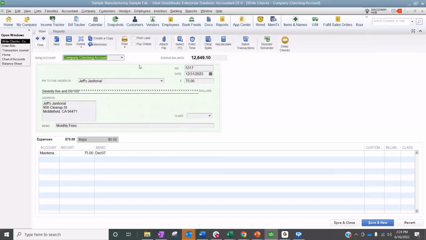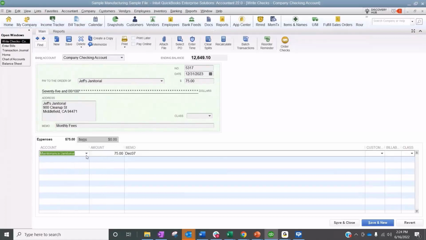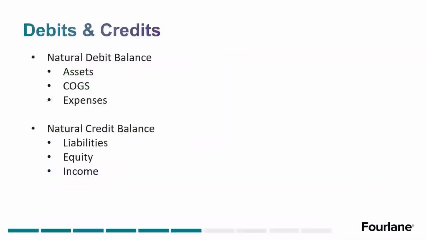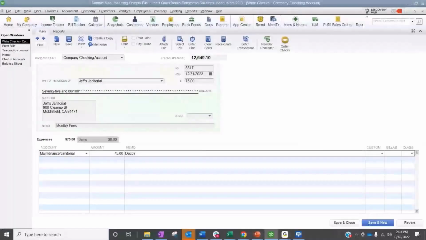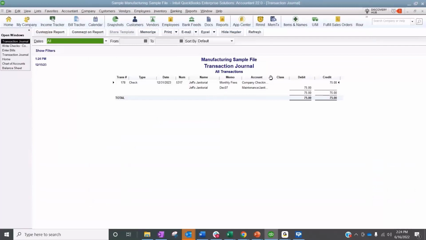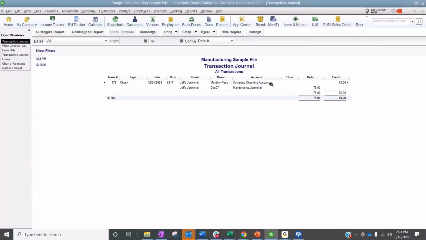Then down below, since I know this is going to be a credit, what's going to be down here? Debit. Debit, debit, debit. So it's going to debit whatever I chose down here, which happens to be an expense. And when I debit an expense, it's going to go up. Okay. So on this transaction, if I look at the transaction journal, what do I see behind the scenes? I see a credit to checking, and I see a debit to maintenance and janitorial expense.